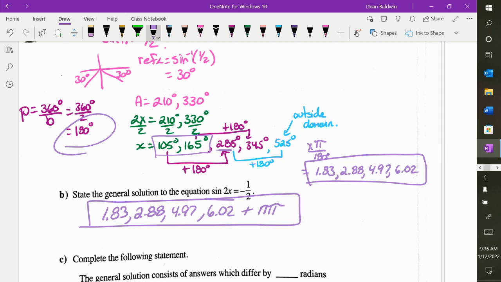Okay. So pretty much the general solution formula is n times 2 pi over b for sine and cosine. For tan, it would be n pi over b. Yeah, in this case, exactly.